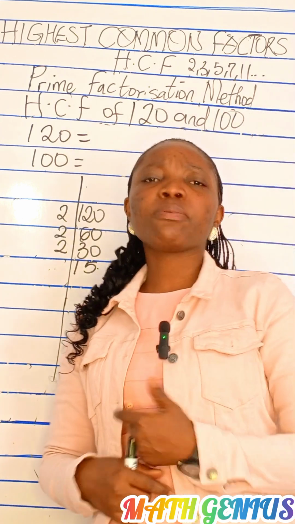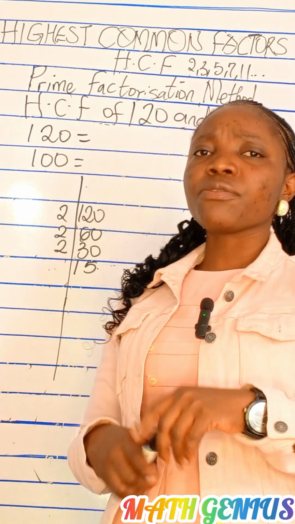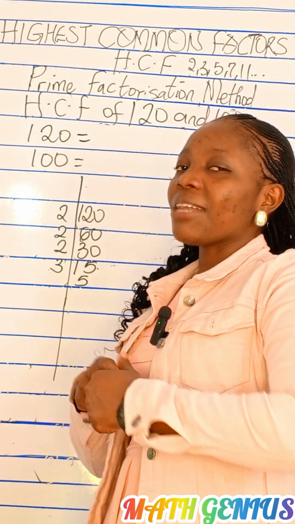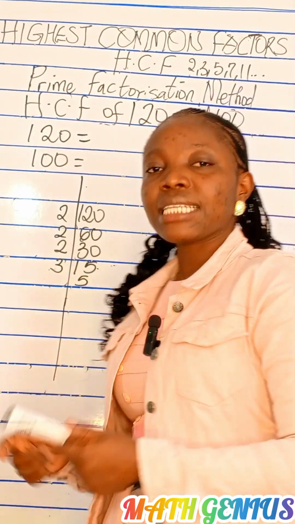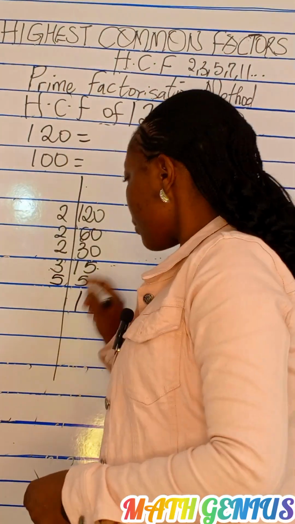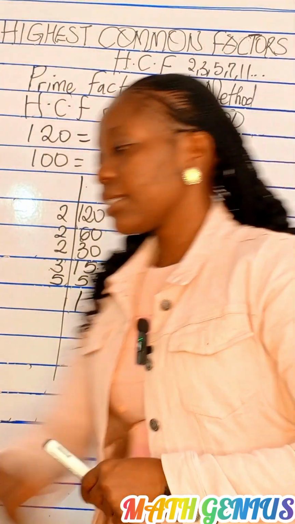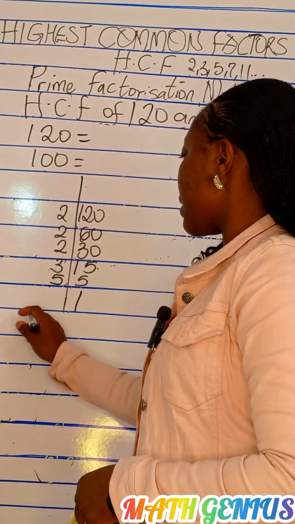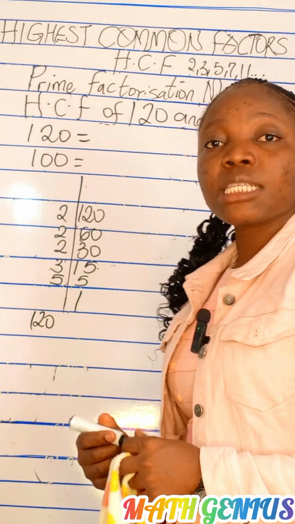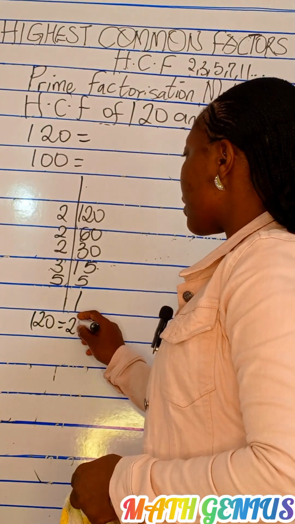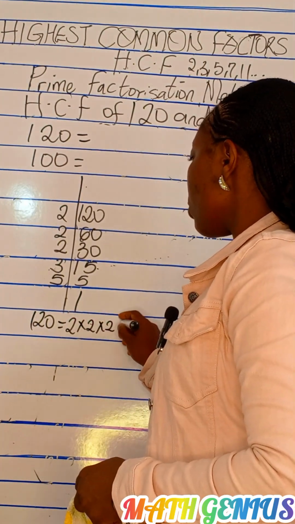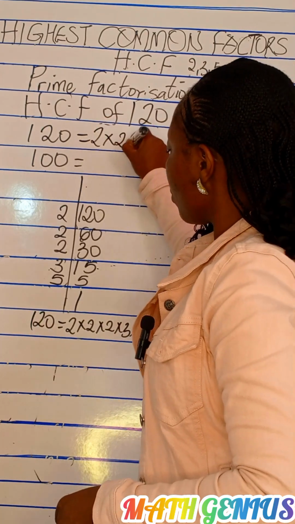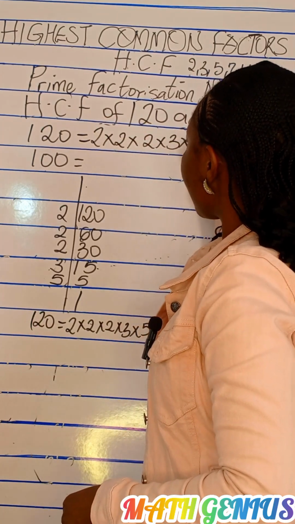No, there's no number you multiply by 2 that will give you 15. How about 3, which is the next prime number? Yes, there's a number multiplied by 3 that will give you 15, which is 5. So 3 into 15 will give you 5. Of course, you already know at this time that 5 is a prime number, so no number can divide it except itself. So at the end of this, we express 120 as product of its prime factors. We are going to have 2 times 2 times 2 times 3 times 5.